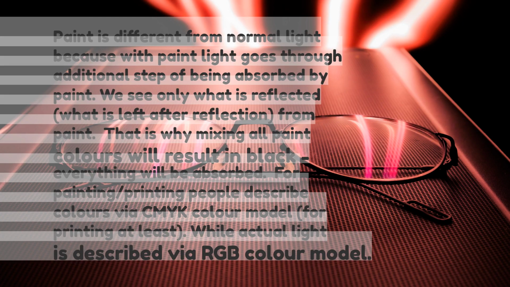Paint is different from normal light because with paint, light goes through an additional step of being absorbed by the paint. We see only what is reflected, what is left after reflection from the paint. That is why mixing all paint colors will result in black. Everything will be absorbed. For printing, people describe colors via the CMYK color model, while actual light is described via the RGB color model.